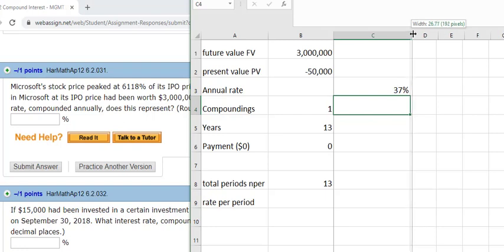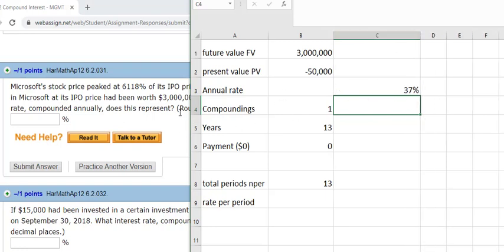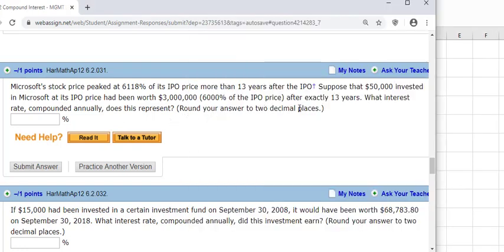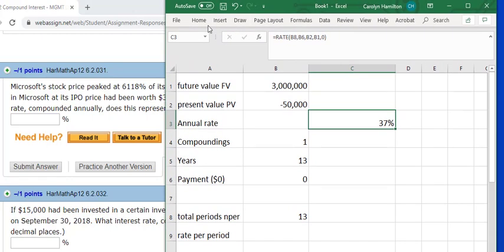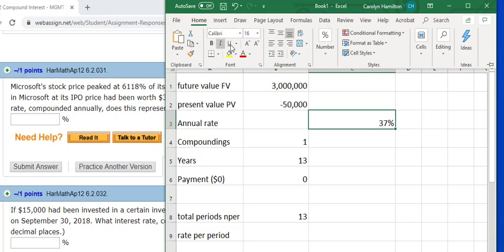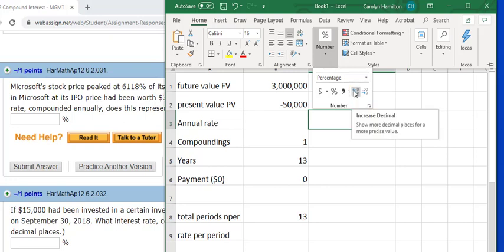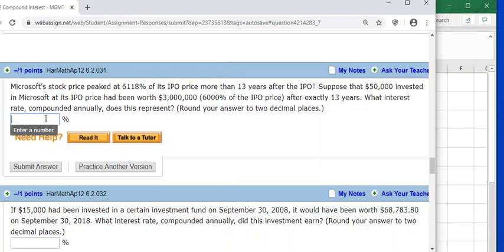Interest rate, 37%. Round your answer to 2 decimal places. Okay, so let me highlight this cell and then go to the Home tab and the number, and I want to see more decimal places. So 37.02%.